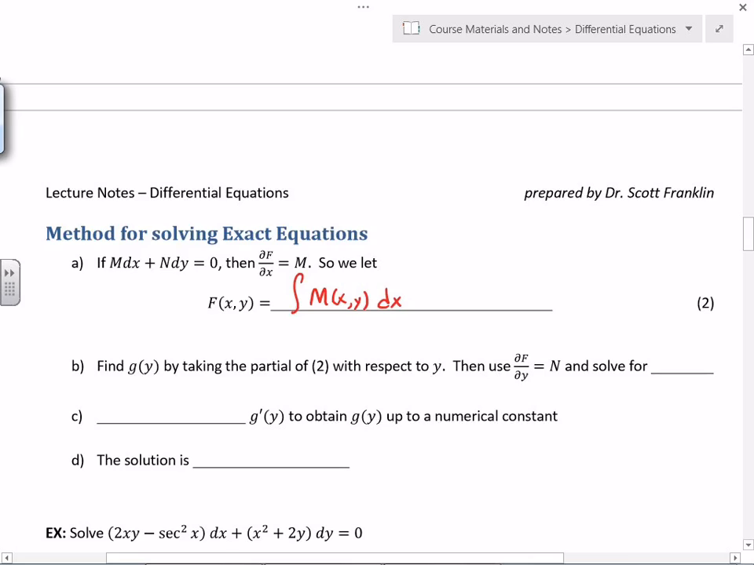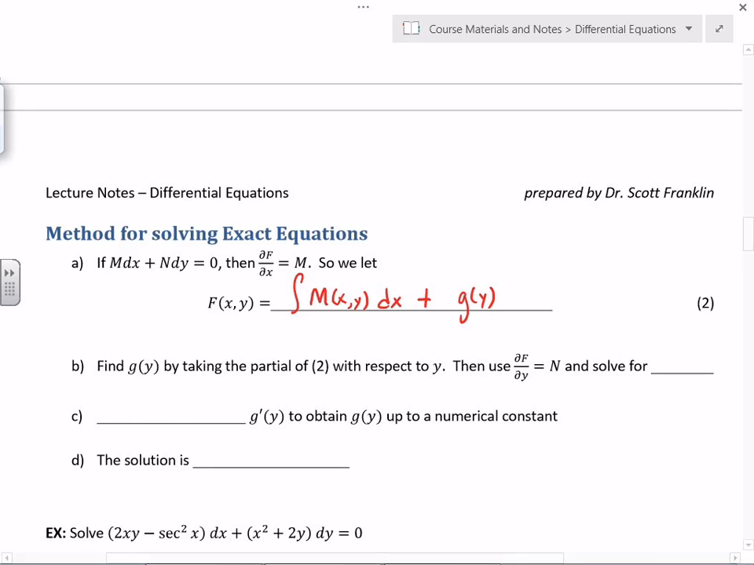Treat y as a constant. That will find the function whose derivative with respect to x is M. But you'll have a constant when you do that. Your plus C, right? Whenever you do an indefinite integral, you've got your plus C. But the plus C is a constant only with respect to x, which means it could change with y. So this constant now is some function of y.